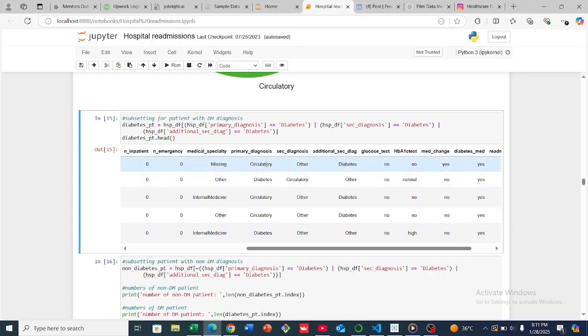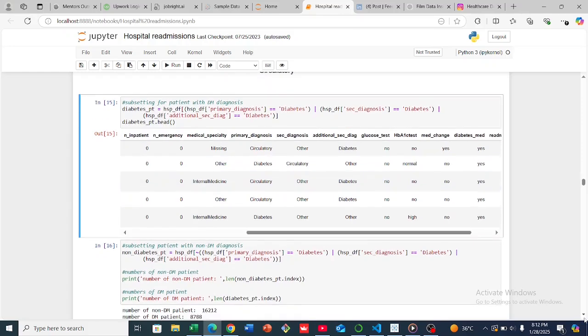If you look at this first row, you see that the additional secondary diagnosis is diabetes. If you look at the second row, the primary diagnosis is diabetes. If you look at the third row, and so forth, because from our line of code, we said in any of these three columns, the patient must be diabetic before you can return that row.